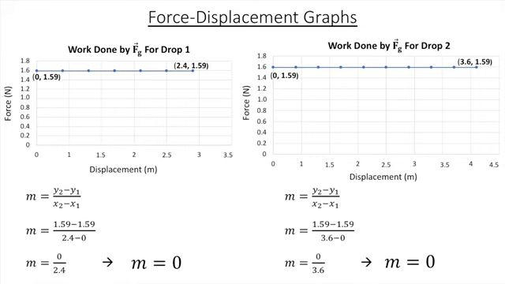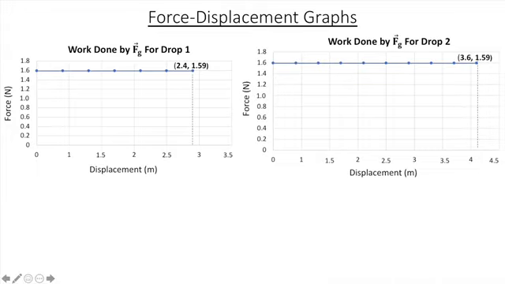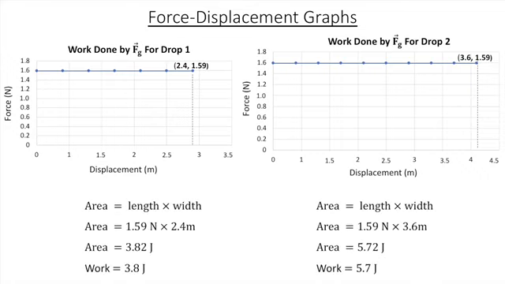After we do that, we can see that each graph has a slope of 0. So these lines are definitely straight. This shows there is a linear relationship between the force and displacement with work. If we use the area under the graphs, we can find the work done by Fg for both of the drops using area equals length times width for these rectangles. After we do that, we can see that 3.8 joules of work was done for drop 1 and 5.7 joules for drop 2.